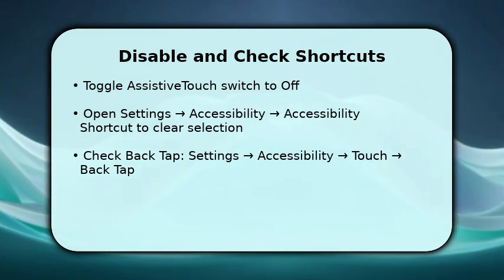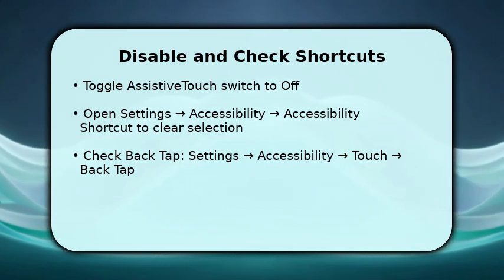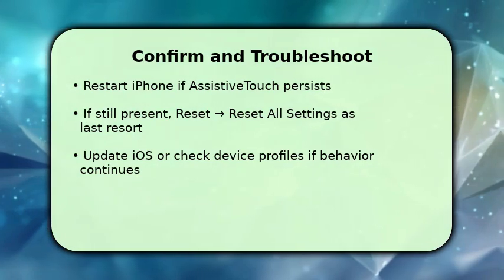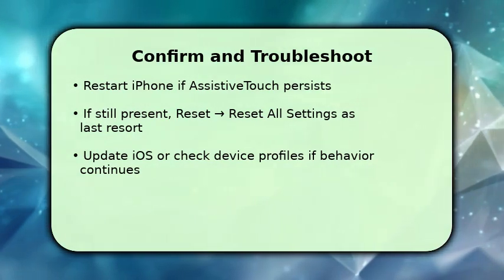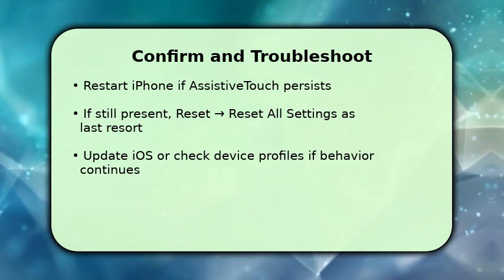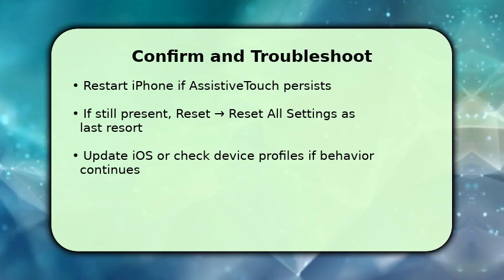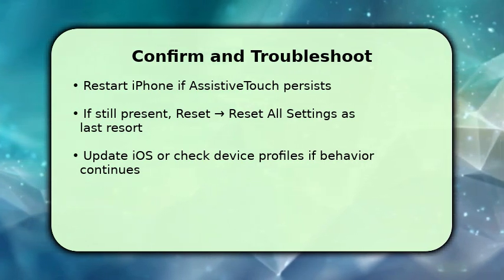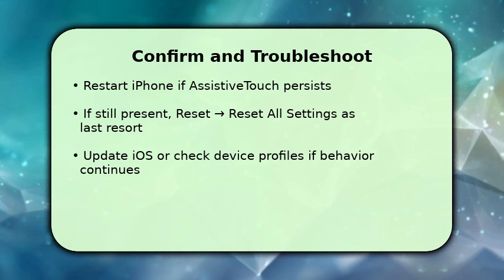realizing it. Finish by exiting Settings and confirming the floating icon is gone from all screens. Swipe around to be sure. If Assistive Touch persists, restart your iPhone to clear any temporary state. Make sure to update iOS, because a bug can cause the feature to reappear.